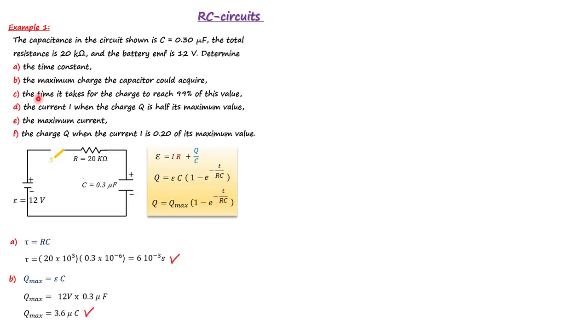Now, in part C, we're going to find the time for the charge to reach 99% of this maximum value. Let's first try to understand the question clearly. If you plot Q as a function of time, we have this. This is the maximum charge, which is 3.6 microcoulomb. We want to find the time for this value. I'm looking for this time t here.